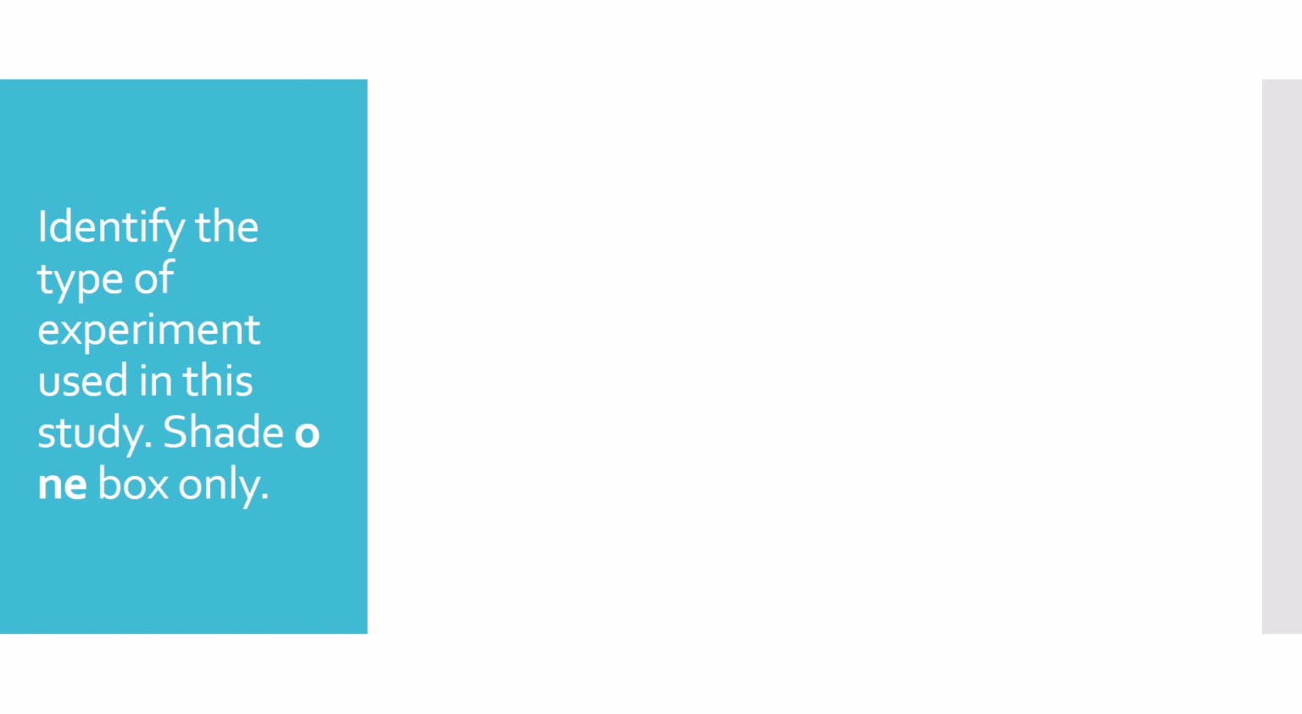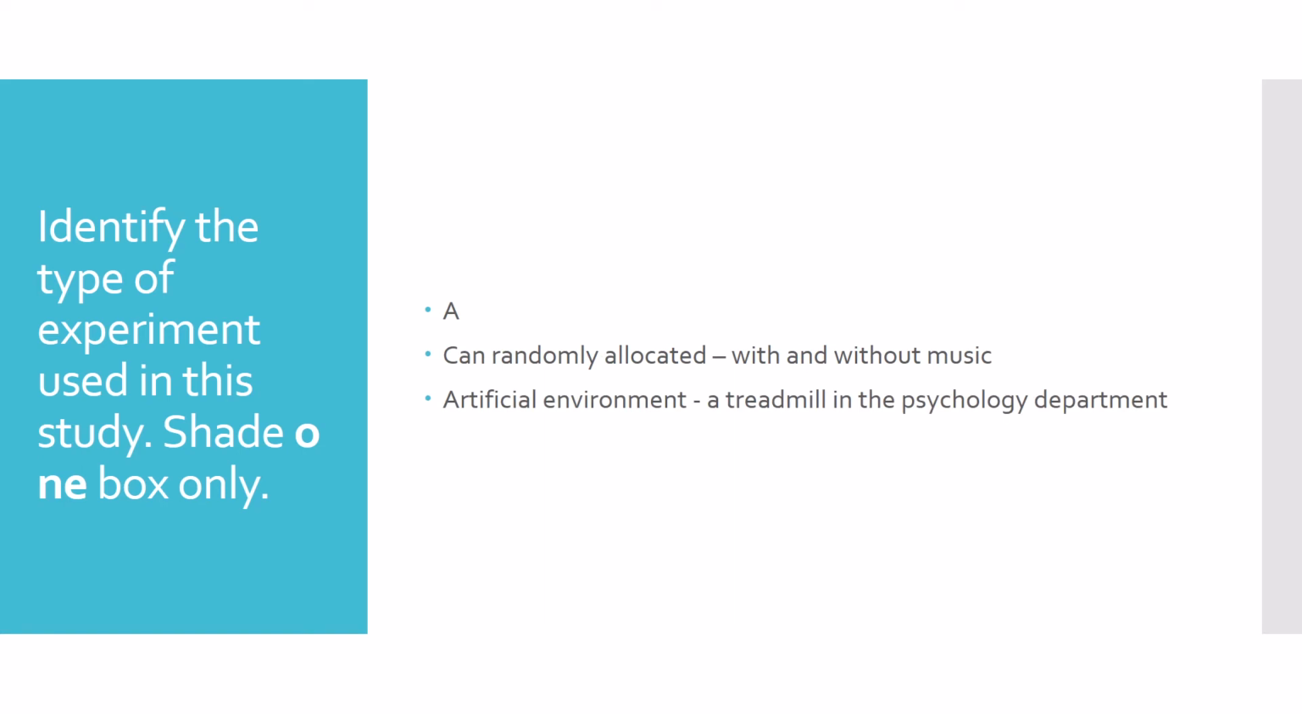Okay, so the first one: identify the type of experiment used in this study. It was A. You can randomly allocate with and without music, and it's an artificial environment, a treadmill in the psychology department. Two questions you ask yourself, if you got it wrong or if you weren't sure: Can you randomly allocate? Yes or no. Is the environment artificial? Yes or no.